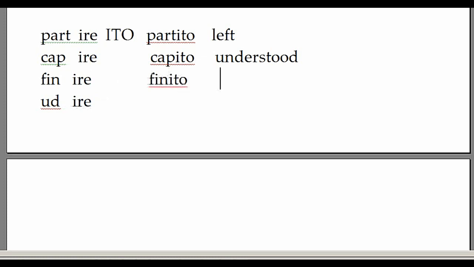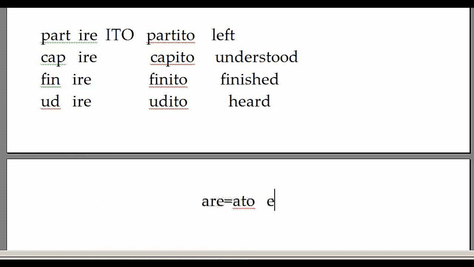Finire, finito, and I have what? I have finished. The meaning is finished. Udire, which is a fancy way of saying to hear. Udito, I have heard. So to summarize very quickly, are becomes ato, ere becomes uto, ire becomes ito.